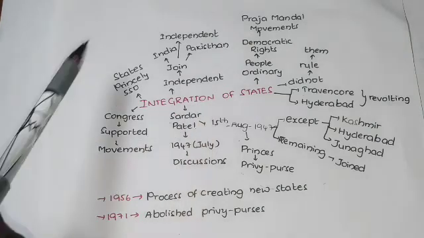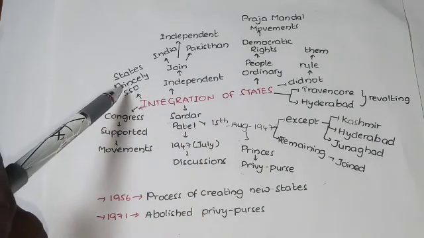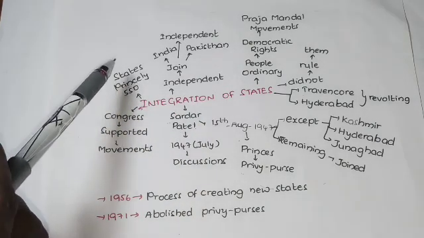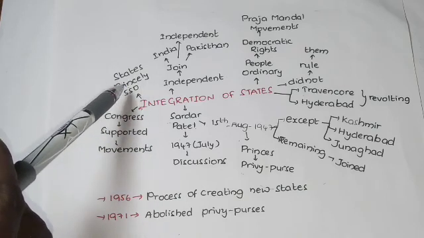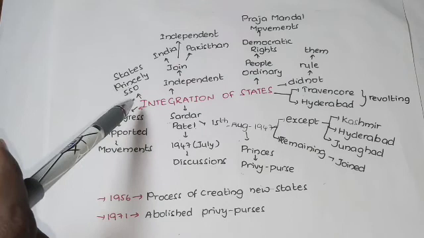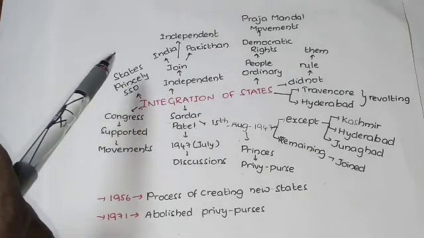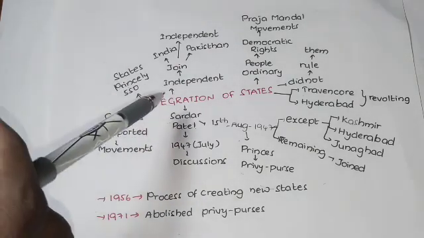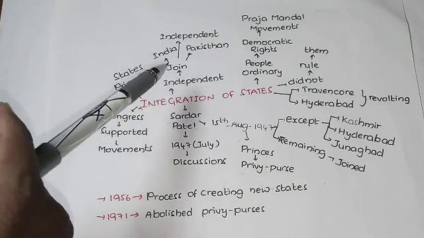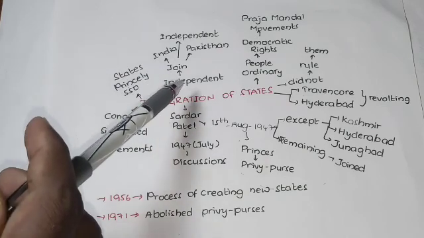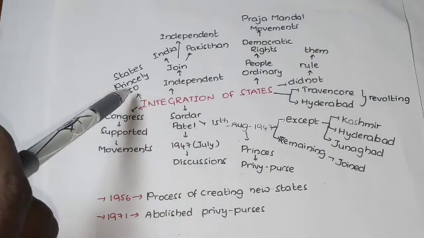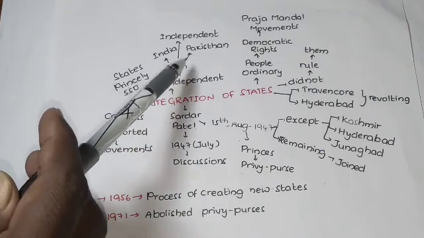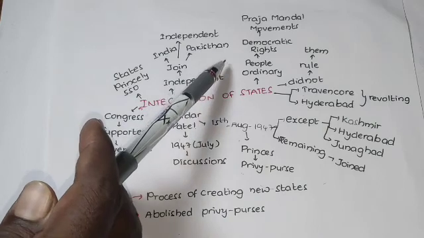Integration of states. Before 1947, there were 550 princely states. All these princely states were under the rule of British power, and they were enjoying the sovereignty of their kingdoms. By 1947 the British were ready to give independence to India, and they gave princely states the option whether to join India or Pakistan, or to remain independent.